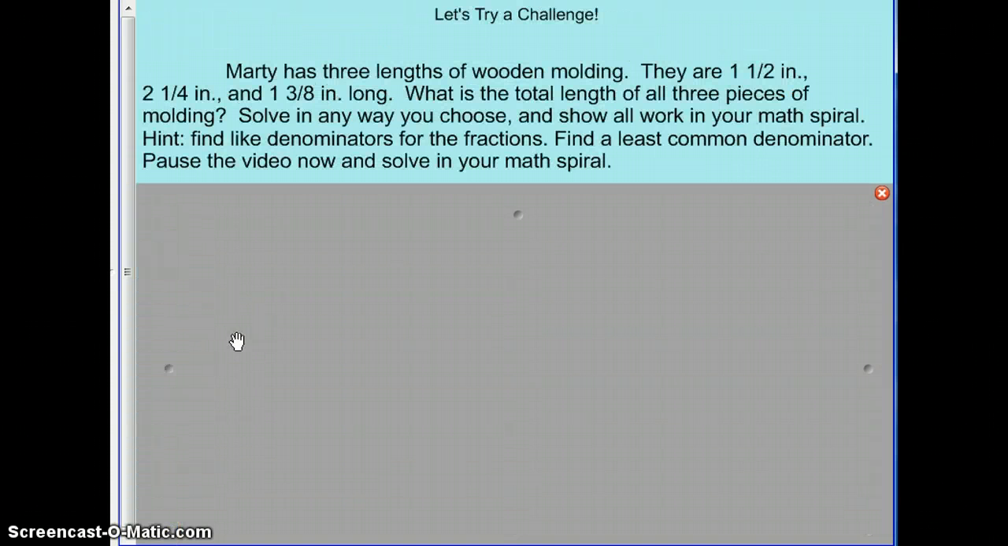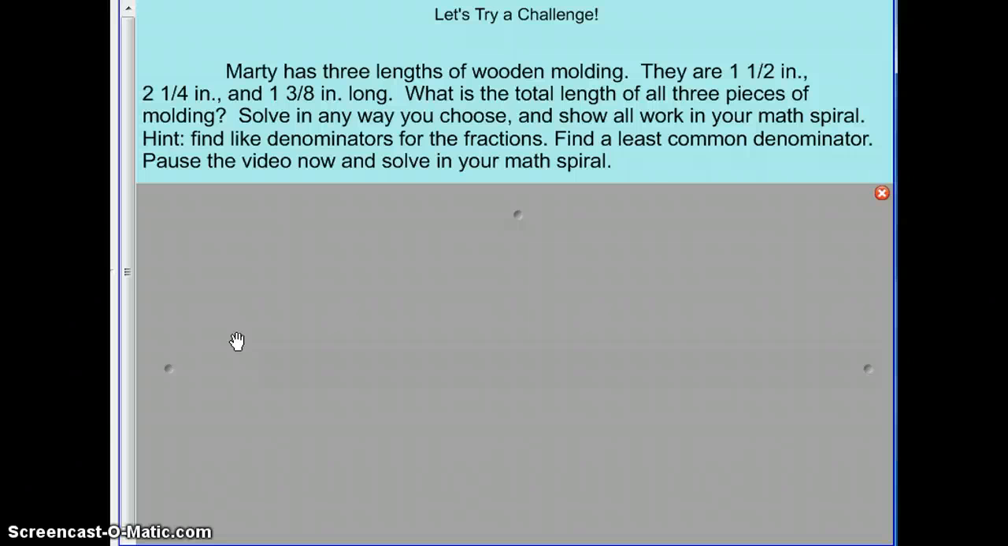Let's try a challenge. I know, you thought you already did. Nope. Here goes. Marty has 3 lengths of wood molding. They are 1 1/2 inches, 2 1/4 inches, and 1 3/8 inches long. What is the total length of all 3 pieces of molding?